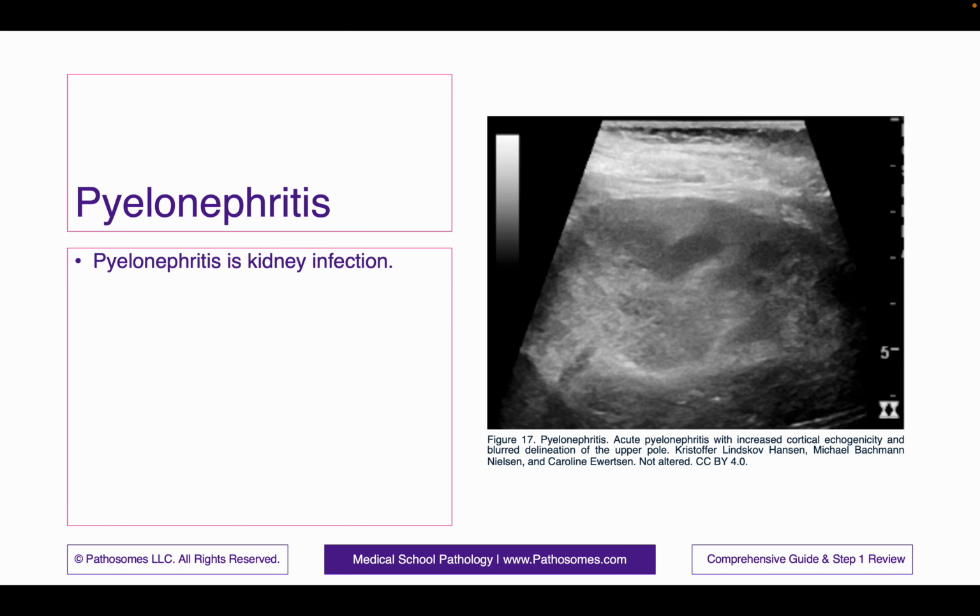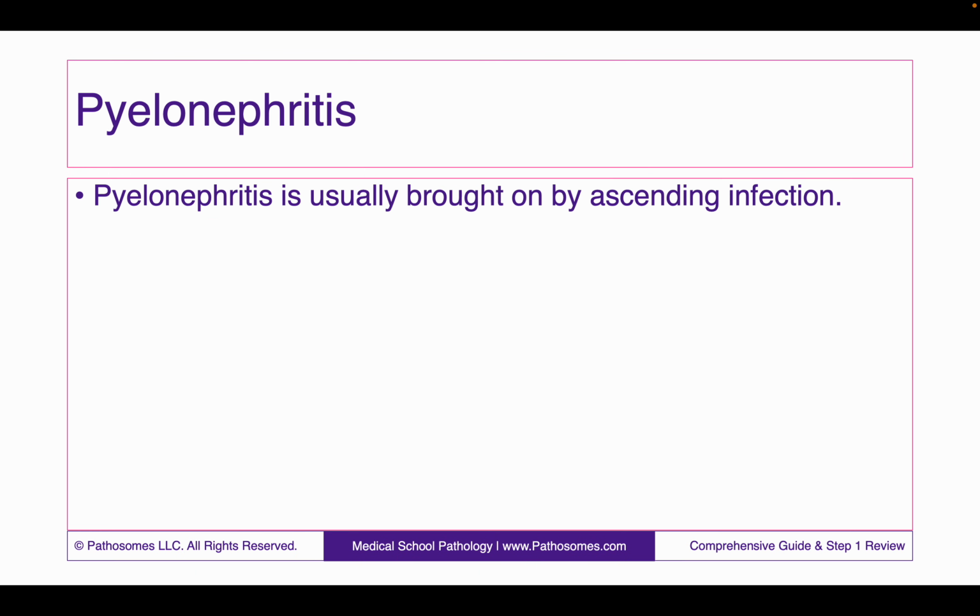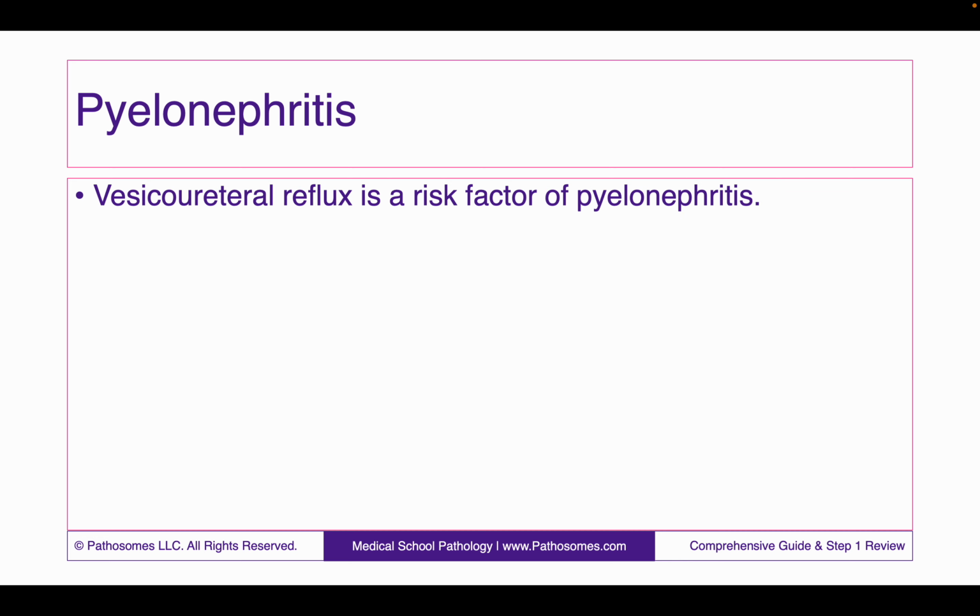Now, pyelonephritis, what is that? Pyelonephritis is kidney infection. To the right, we can see imaging of acute pyelonephritis with increased cortical echogenicity and a blurred delineation of the upper pole of the kidney. Now, pyelonephritis is usually brought on by ascending infection. Vesicoureteral reflux is a risk factor for pyelonephritis.